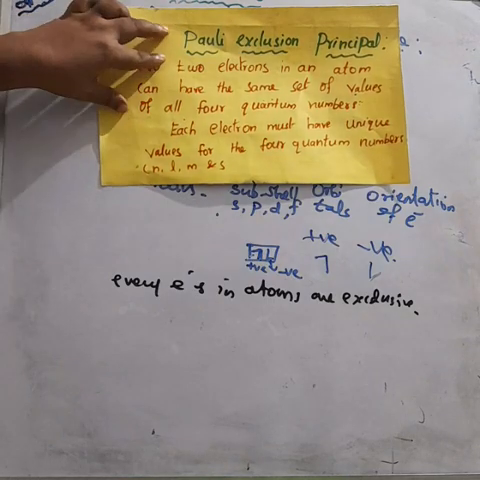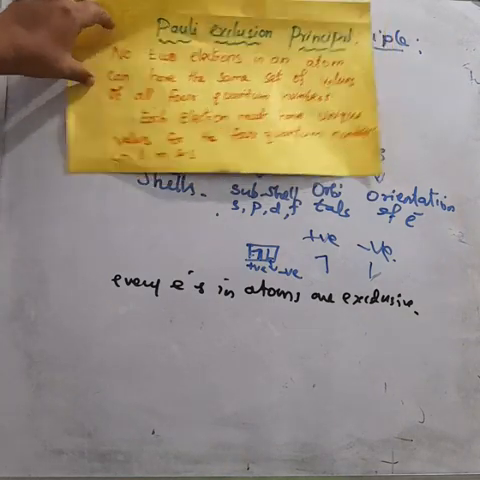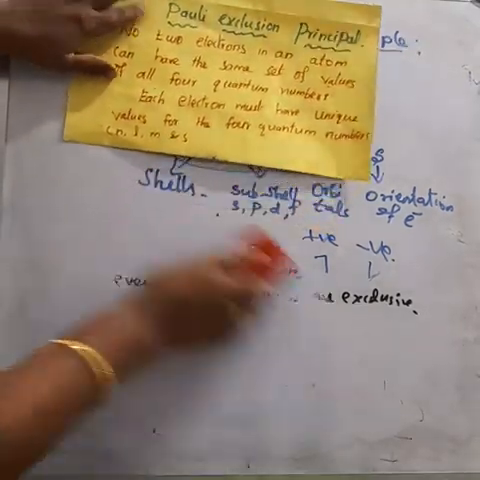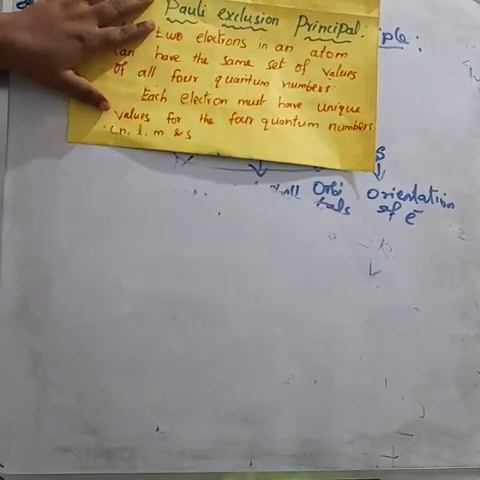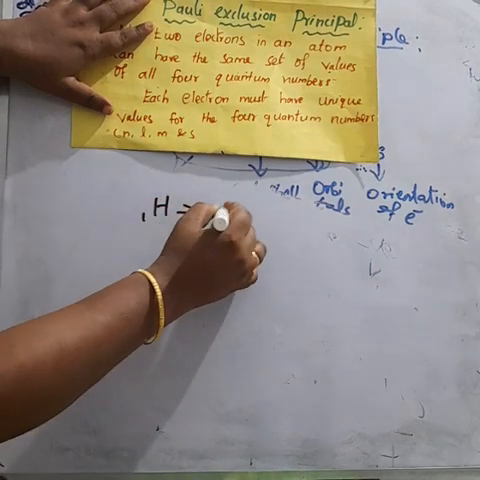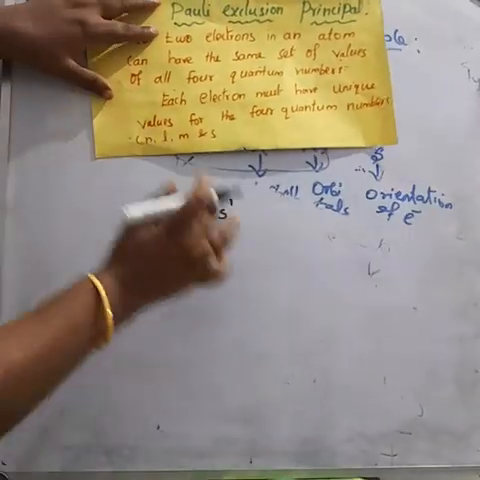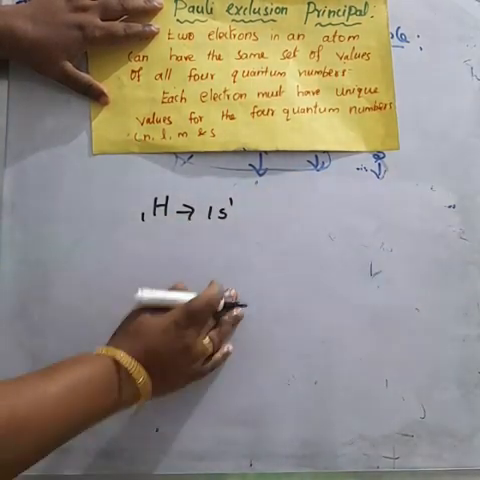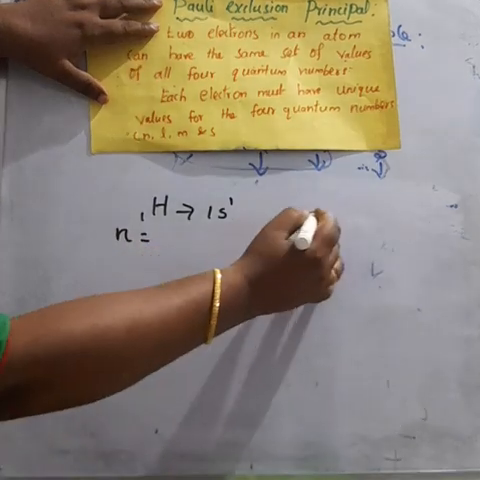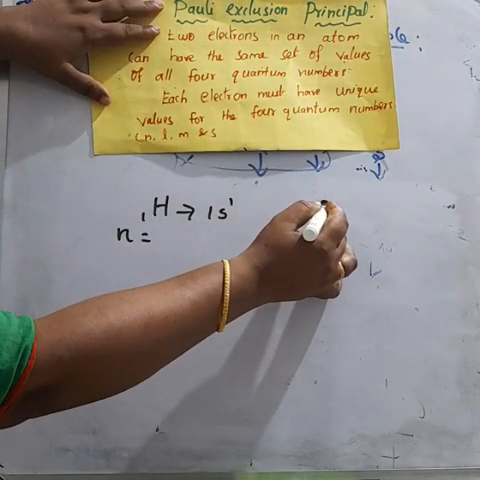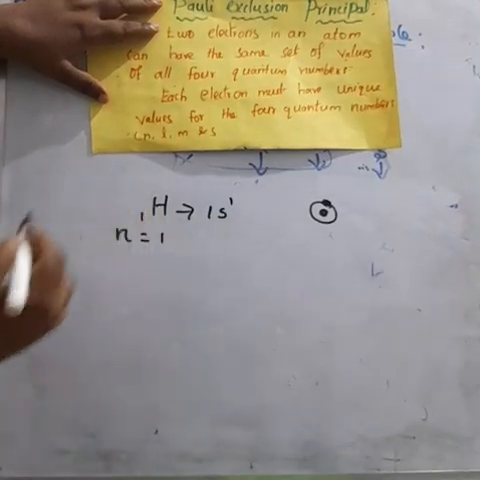For example, the one electron present in the hydrogen atom, only one electron. Let us write the four quantum numbers of the one electron in the hydrogen atom. Here, what is the n value? The principal quantum number tells about the orbits. So one electron is present in the first orbit, which means n is equal to 1. Okay, n is equal to 1 means what is the l value?